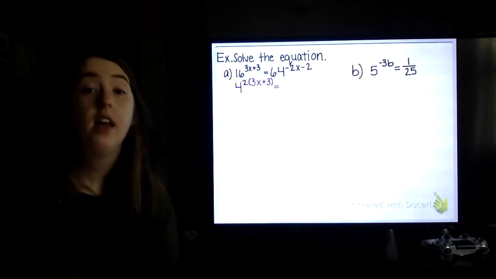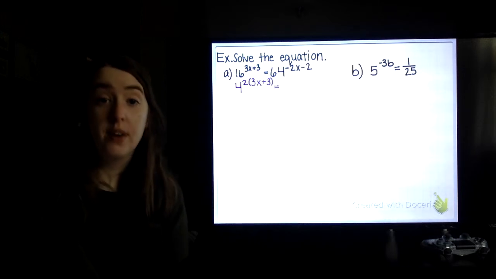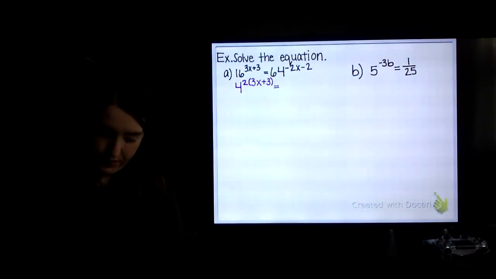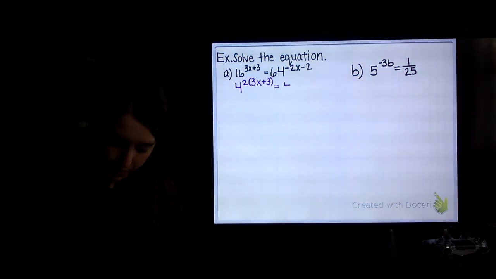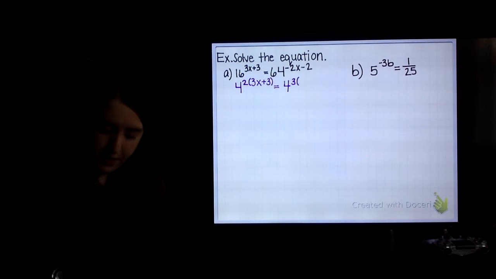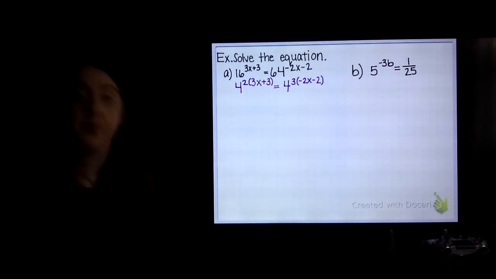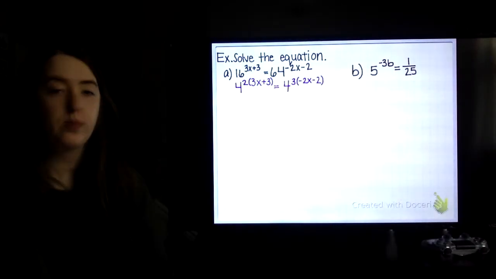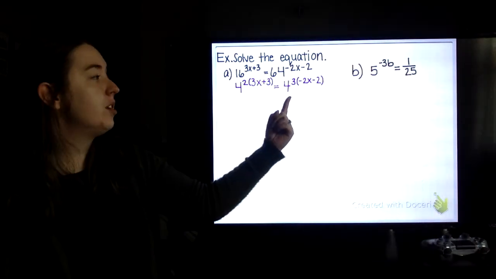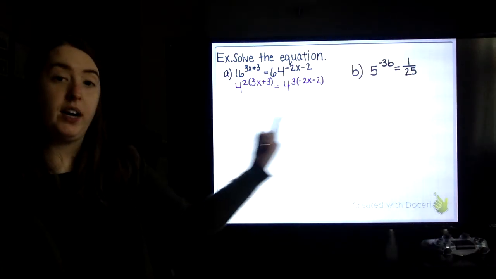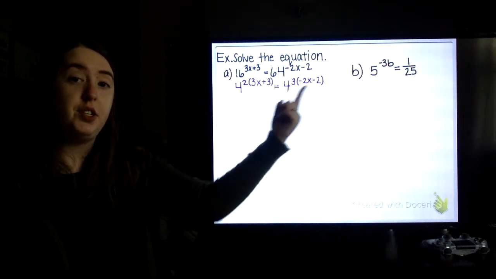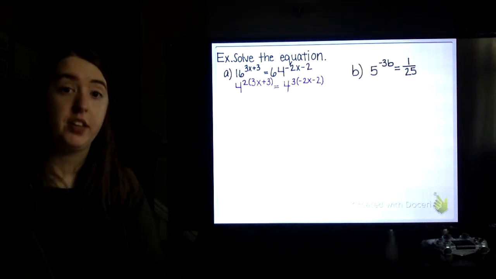Equals. Okay. And then 64 is 4 cubed. So I'm going to rewrite 64, oopsies, that's what we were looking for, as 4 cubed. And in parentheses, I'm going to put that exponent that I had before, negative 2x minus 2. So now that our two bases are the same, and these two expressions are equal, that means that the two exponents have to be equal to each other.